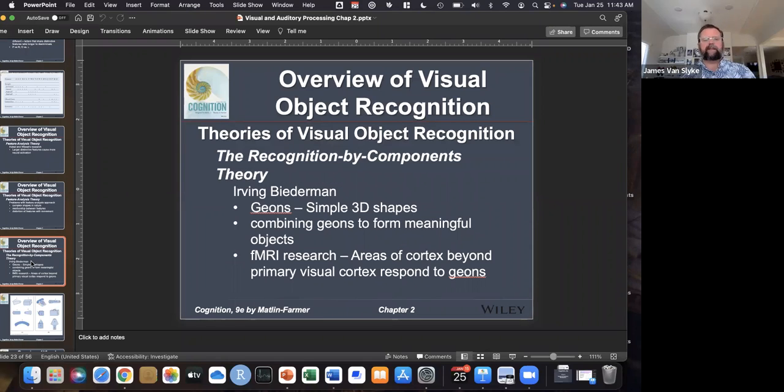And that's where this idea of recognition by components theory actually comes in. And this was developed by Irving Biederman. And what he thought is that objects that we perceive are made up of what are called geons. And a geon is a basic 3D shape. And that when we look at different things in the world, we combine these basic geons into a meaningful object.